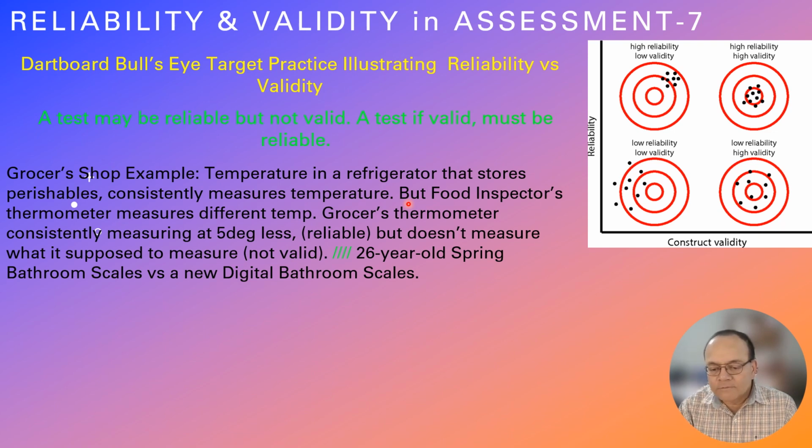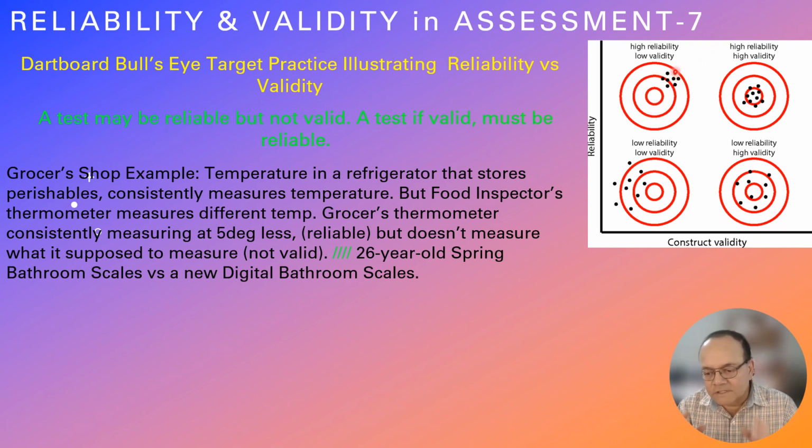But the food inspector comes and measures, saying it's about 10 degrees higher than it should be. My thermometer is showing 10 degrees centigrade. Yours is showing 0 degrees. Okay. So what's happened here? The grocer's thermometer is reliable, but it's not valid. It's measuring the temperature, as you see, but it's way off course.